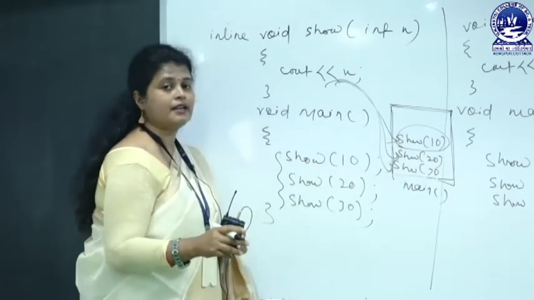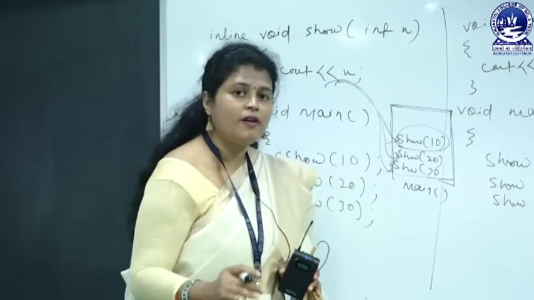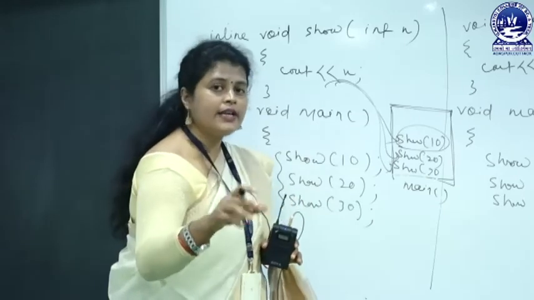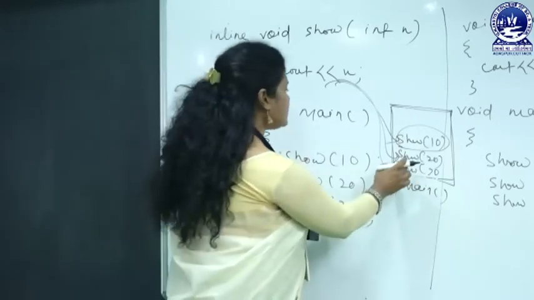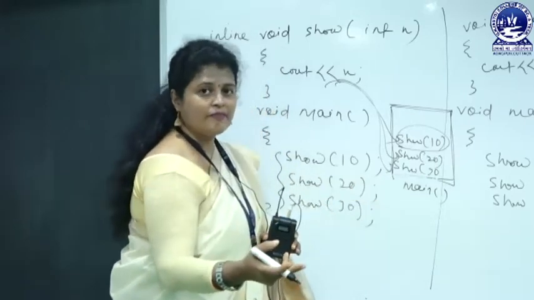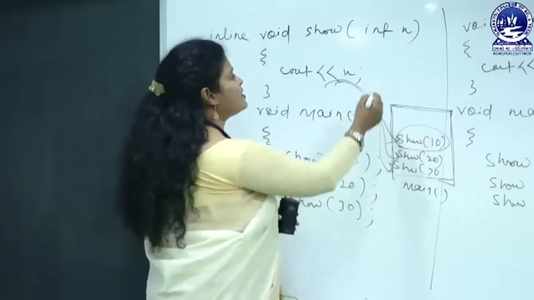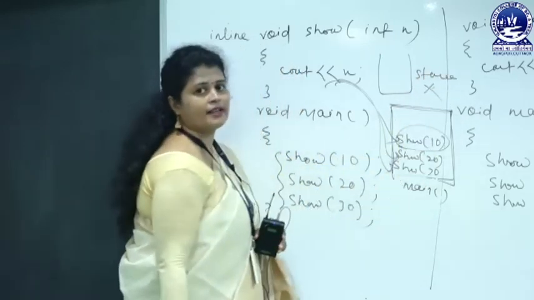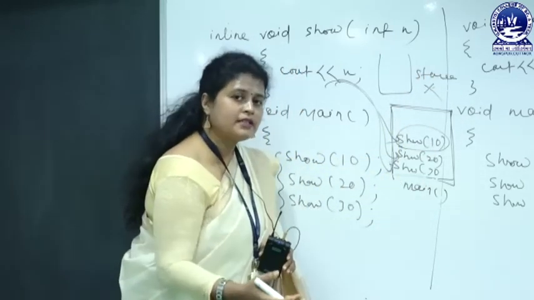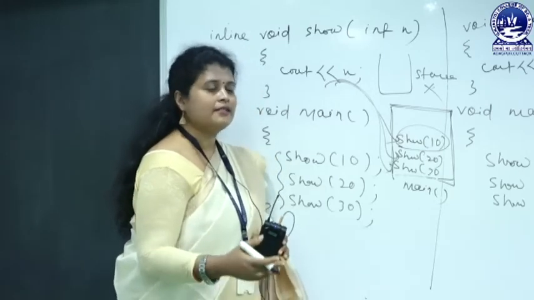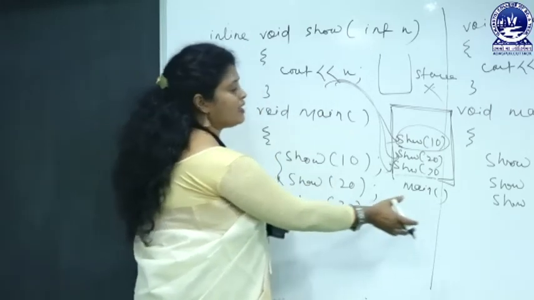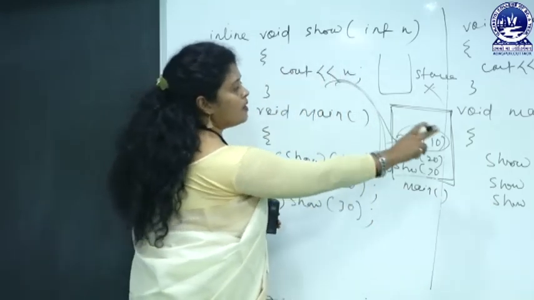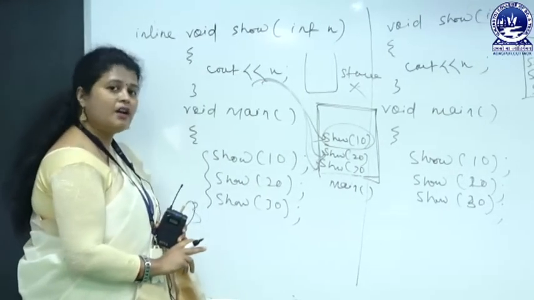It means that there will be no function call in case of an inline function. The function coding will be placed at the place of the function call. For that reason, no stack is required. Here, a stack is not required, and push and pop operations are not performed. That's why it is faster in comparison to this one. This is the advantage of an inline function over a general or non-inline function.